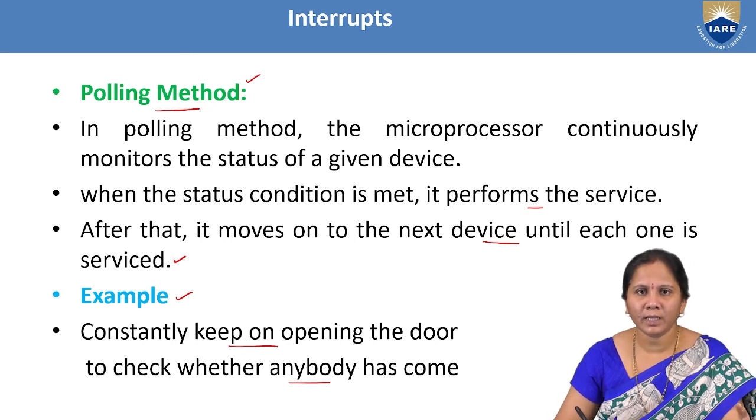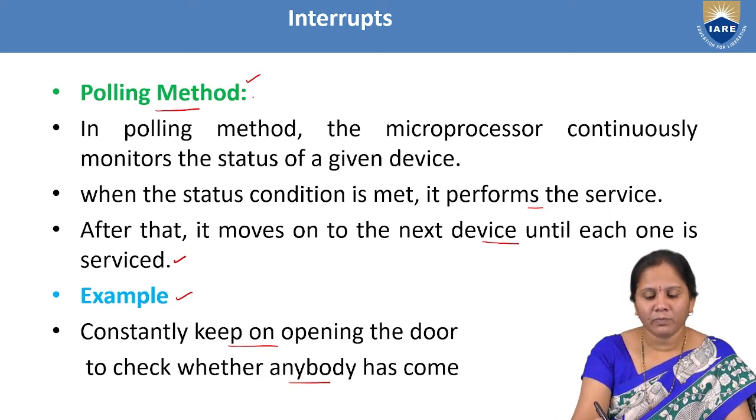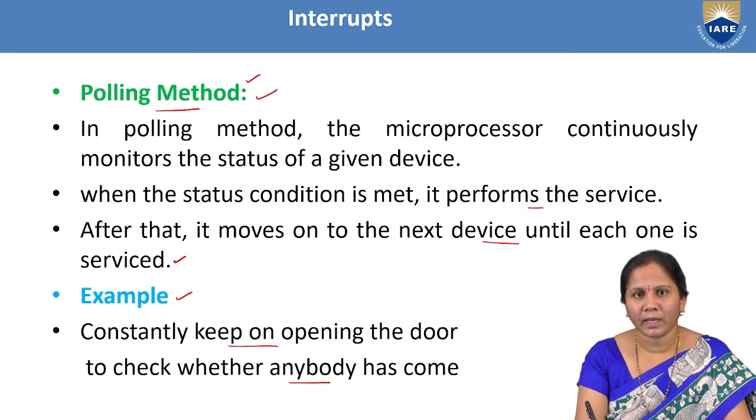Instead of doing like that, only when the bell rings, the person inside the house can go and open the door and see what has happened. That is what happens in the interrupt method. Whereas in the polling method, that is the drawback actually.